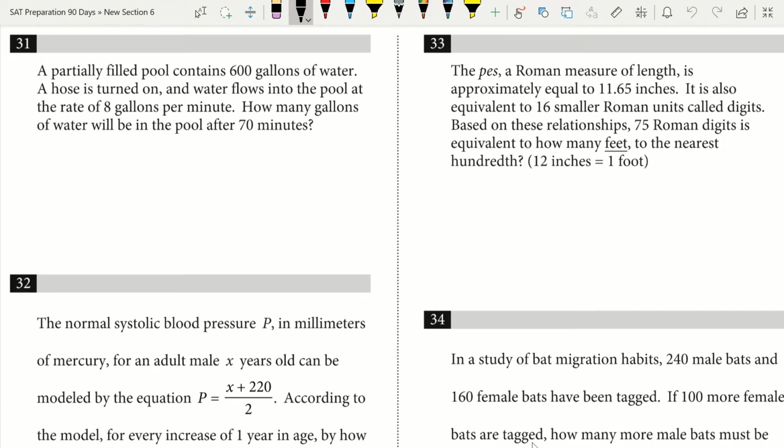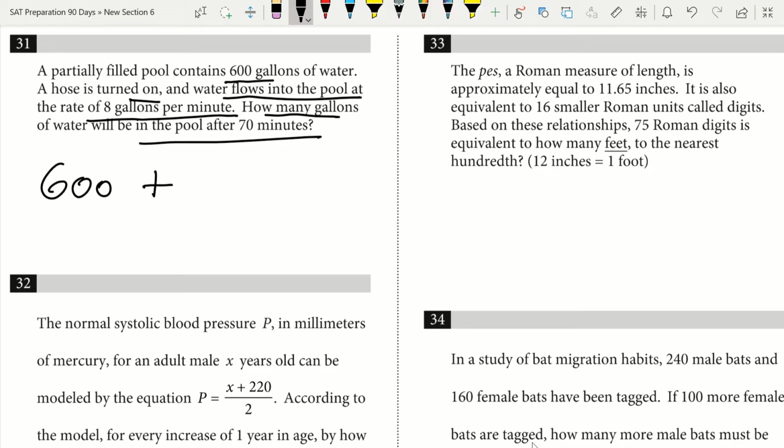Question 31. A partially filled pool contains 600 gallons of water. A hose is turned on and water flows into the pool at a rate of 8 gallons per minute. How many gallons of water will be in the pool after 70 minutes? Well, we start with 600. We have 600 gallons at first. We know that we're adding 8 gallons per minute. How many gallons of water will be in the pool after 70 minutes?